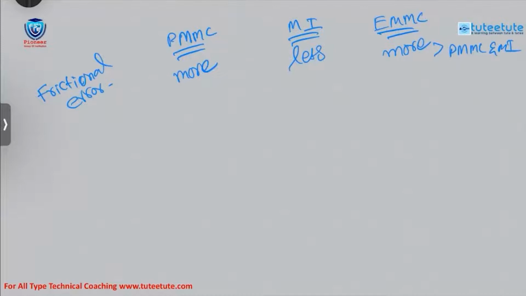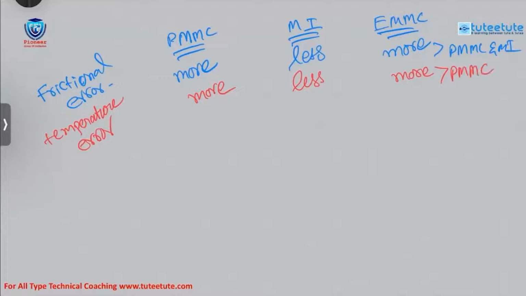Now we'll see what that temperature error is. So it is more in PMMC. In moving iron it is less, and in EMMC it is more than PMMC. Why? Because here we are using two coils, so the heat developed is more as compared to the moving coil.